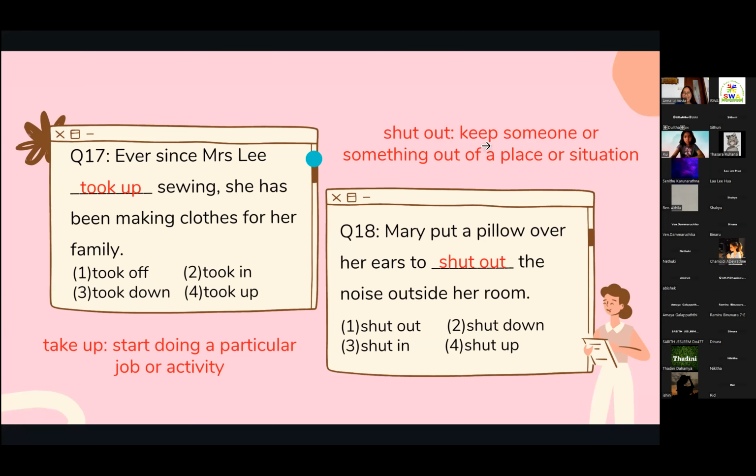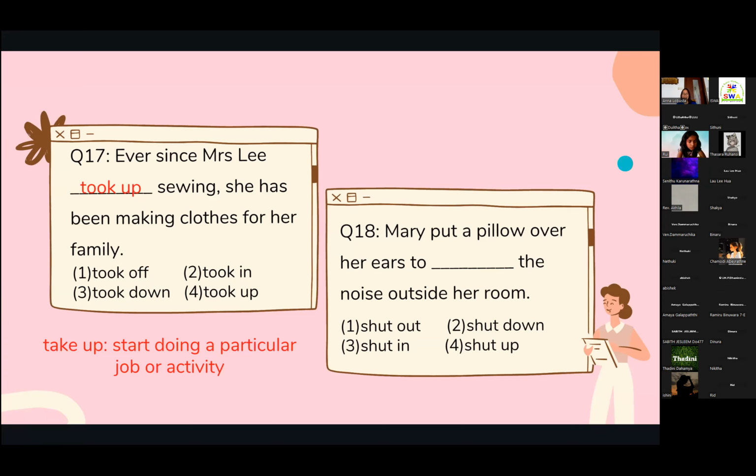Oops, sorry, I showed it again. Okay, but anyway, question number 18. Mary put a pillow over her ears to blank the noise outside her room.